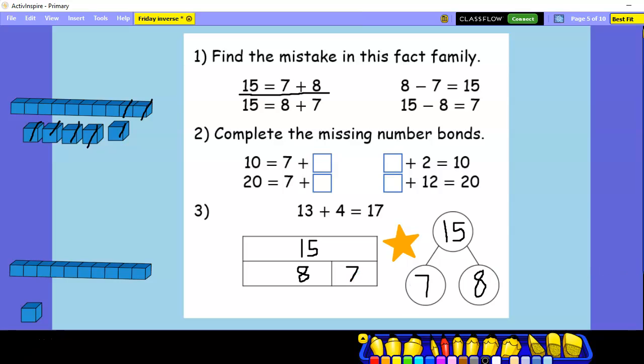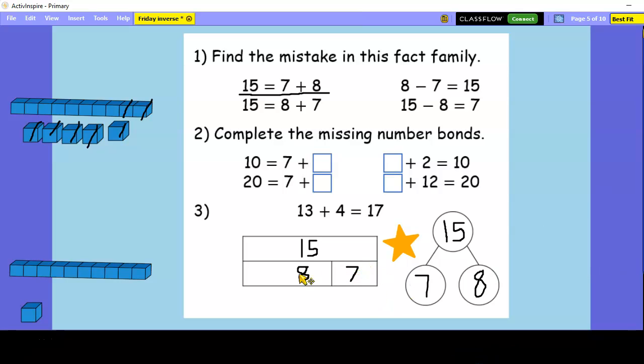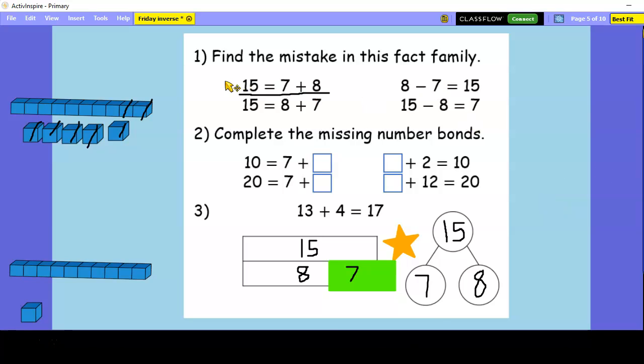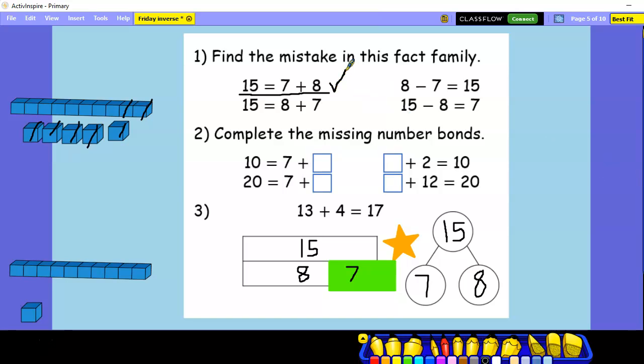And what you can see there is that when I've put this 7 and 8 together, they're the same size as the 15. And so when I add 7 and 8, they're the same as the 15. If I take away the 8, I would be left with 7. If I take away the 7, I would be left with 8. So 15 equals 7 add 8, yes. 15 equals 8 add 7, yes.